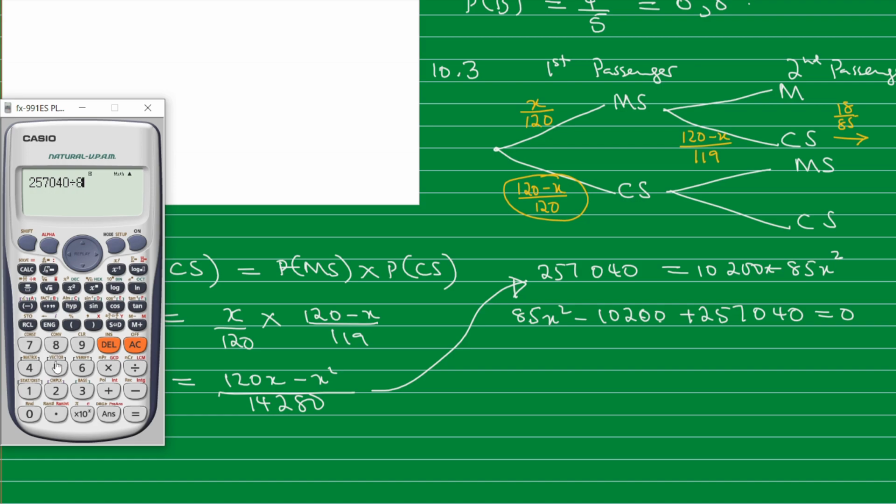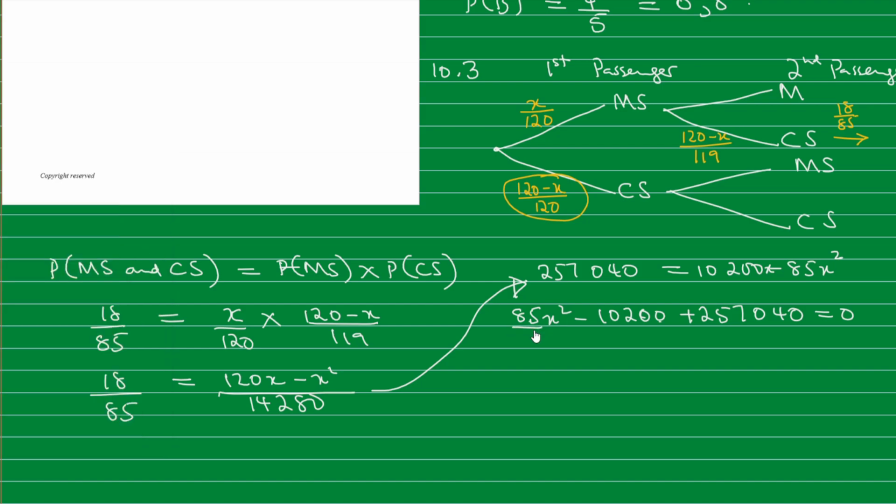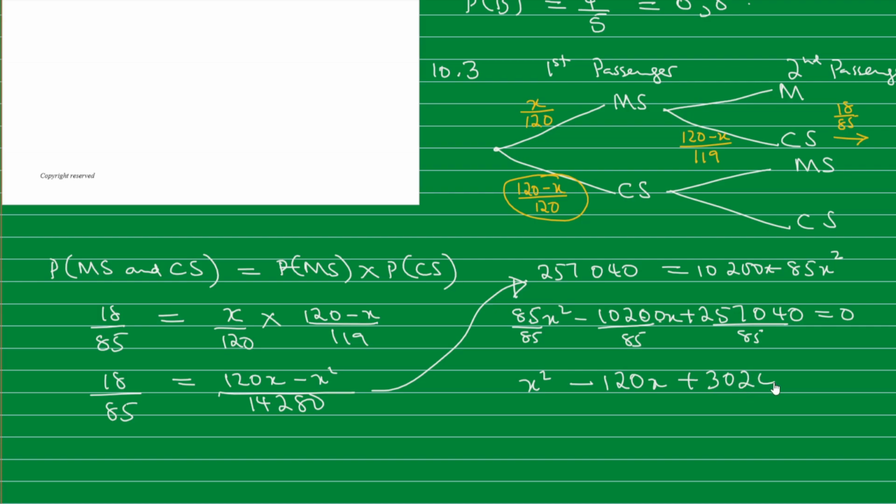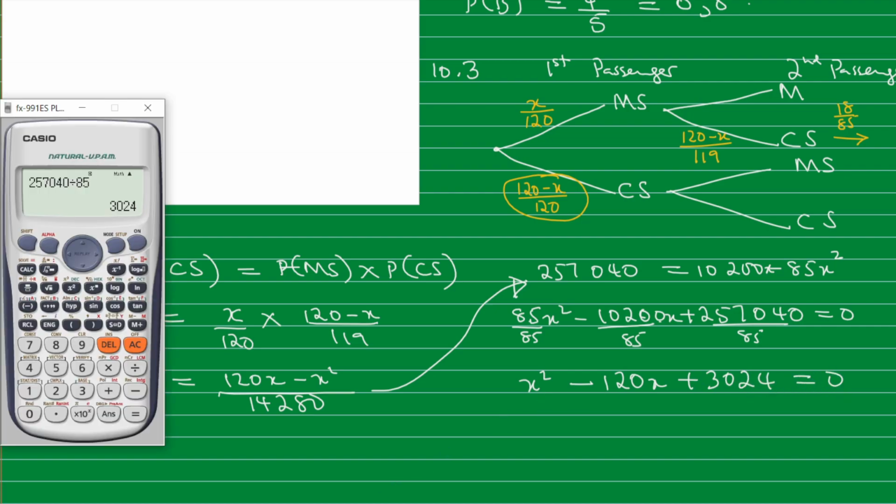257,040 divided by 85. Okay, yeah, so we've got a good result. If I divide by 85 here, 85 is a common factor, and we'll get x squared minus 120x, plus the one that we have just divided now, which is 3024, is equal to 0. Is that 3024? Yes.